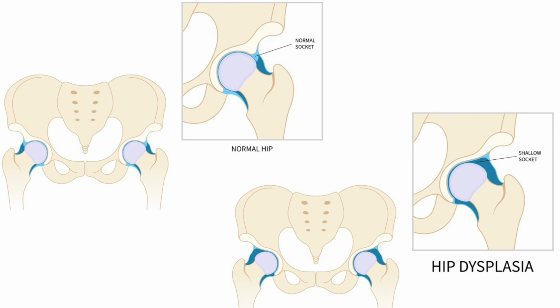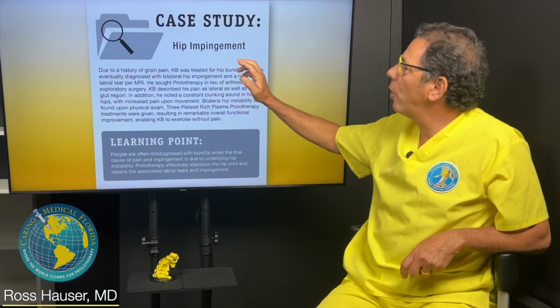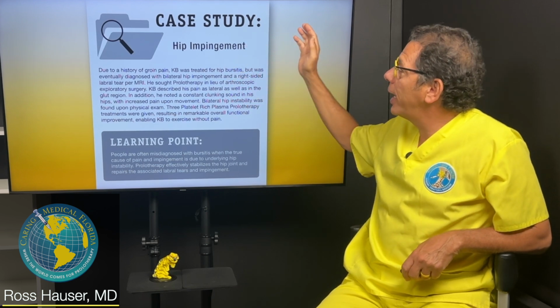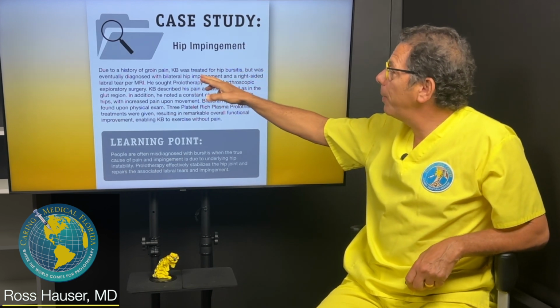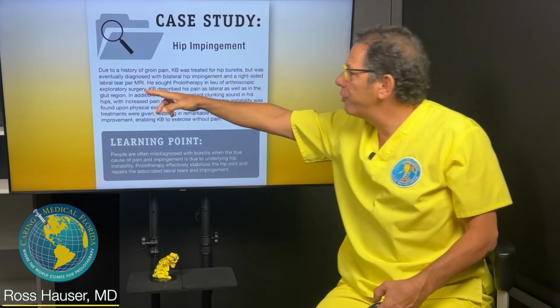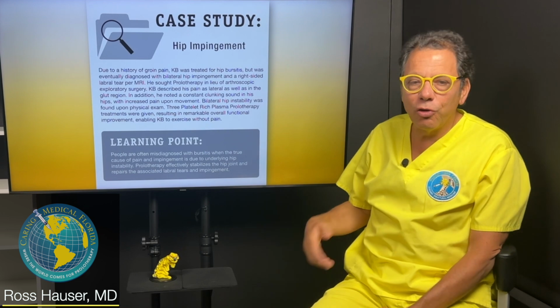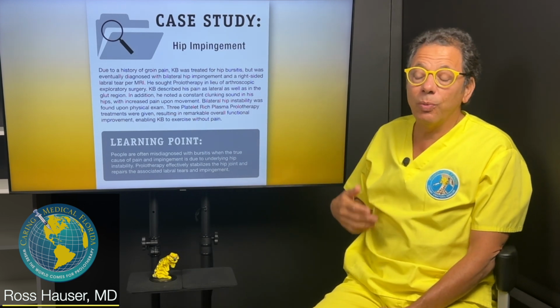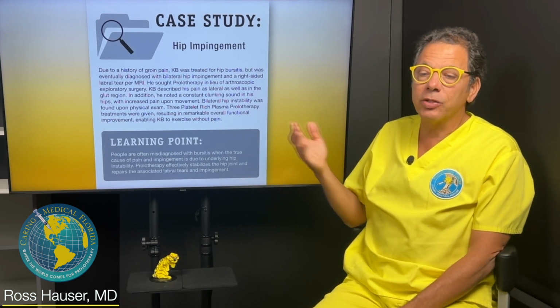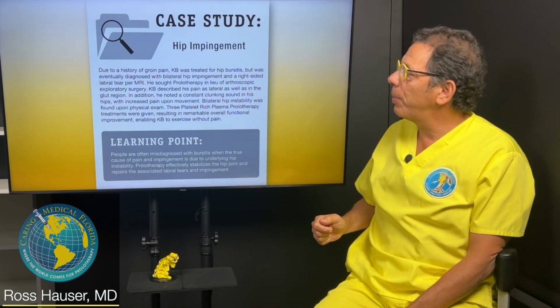A typical patient: history of groin pain, the orthopedic surgeon had given some steroid shots. They eventually diagnosed them with hip impingement. They had a labral tear. The doctor was going to do some surgery. And a lot of times with the hip labrum, they don't actually repair the labrum. They take out part of the labrum.